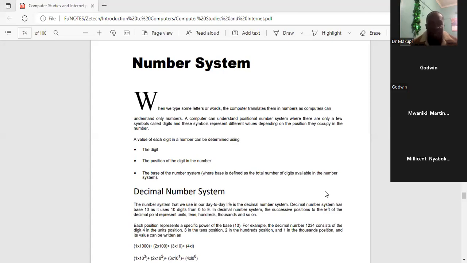So I've said the value of each digit in a number is determined by the digit, the position, and the base. Now, in this number system, I want us to appreciate 4 types of numbers: the decimal number, the octal number, the hexadecimal number, and of course, the binary number. So I hope we have a clear understanding that we want to talk about the binary, the octal, hexadecimal, and decimal. I'll start from decimal.